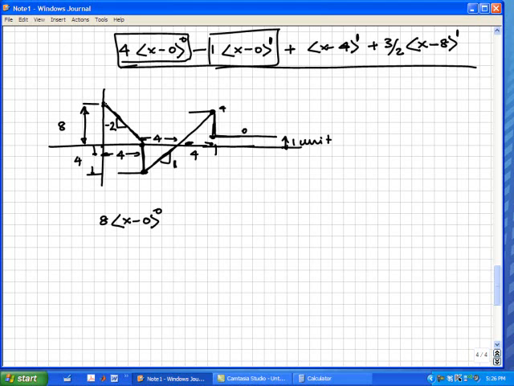So you have to mark the displacements. What I mean by that is heights, and you have to mark the slopes. That's the minimum. Okay. So if you do that, you get 8 times x minus 0 to the power 0. Then you got -2 times x minus 0 to the power 1.